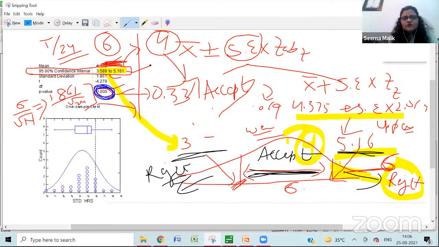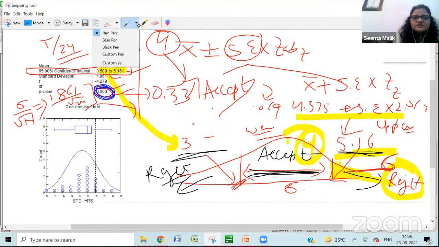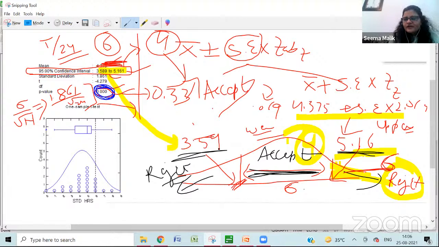If I am given only the confidence interval, my confidence interval is 3.59 and 5.16. And if I am given only value 6, I do not need any p value. I know this 6 falls in the rejection area, so I do not need any p value. It means our hypothesis is rejected.